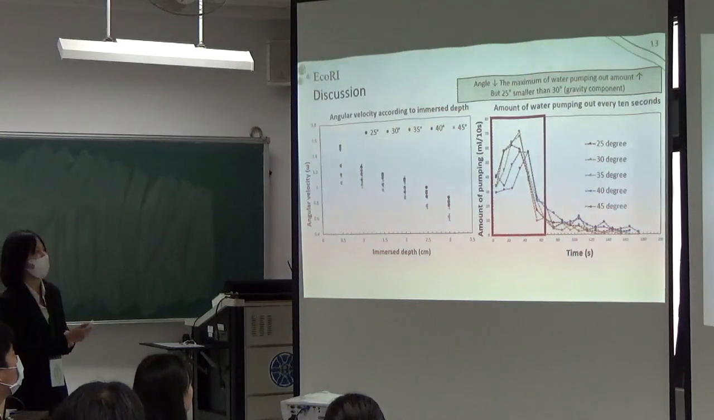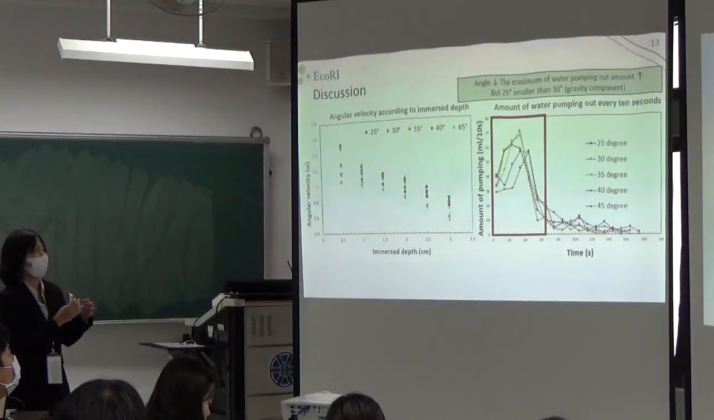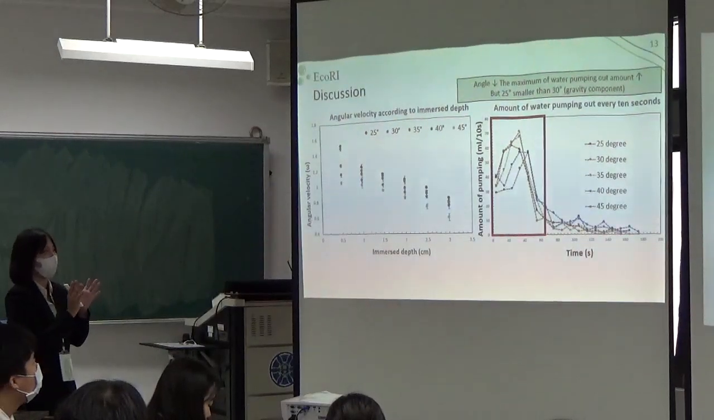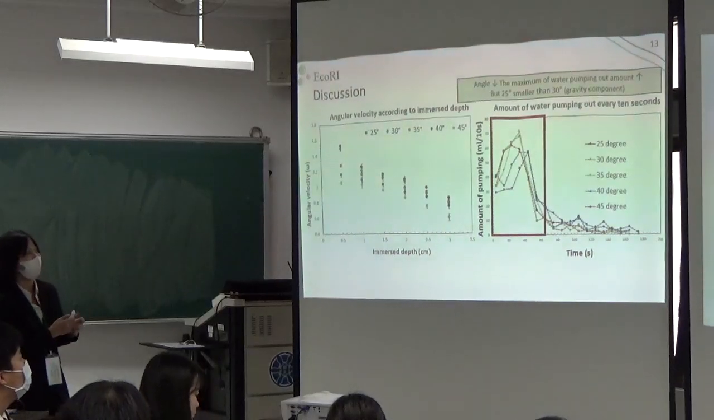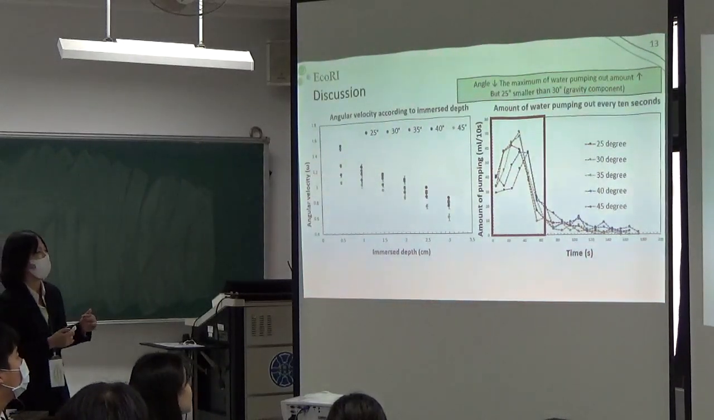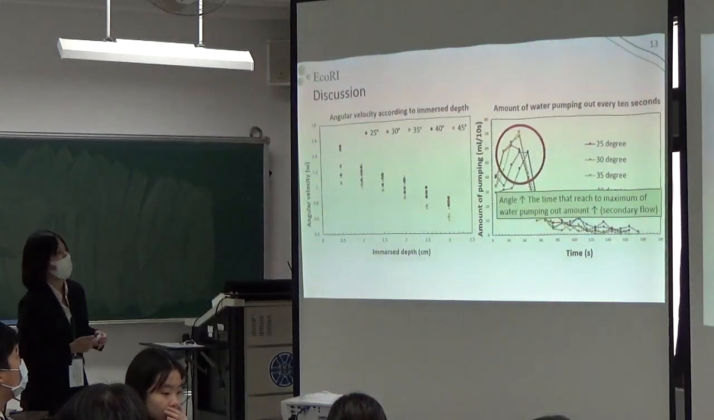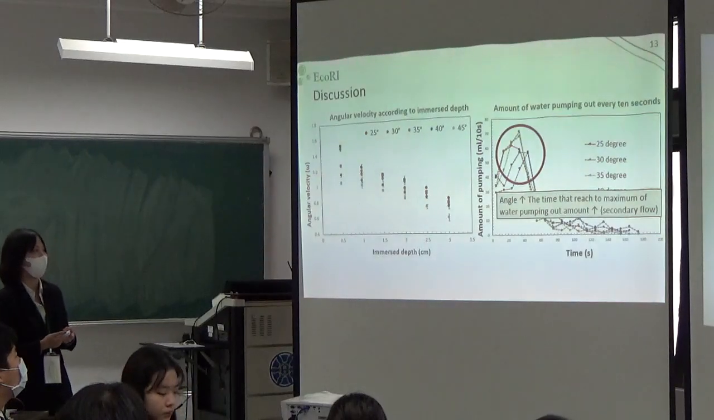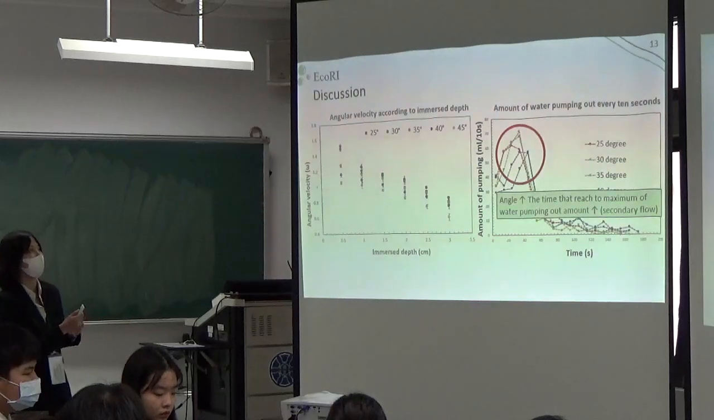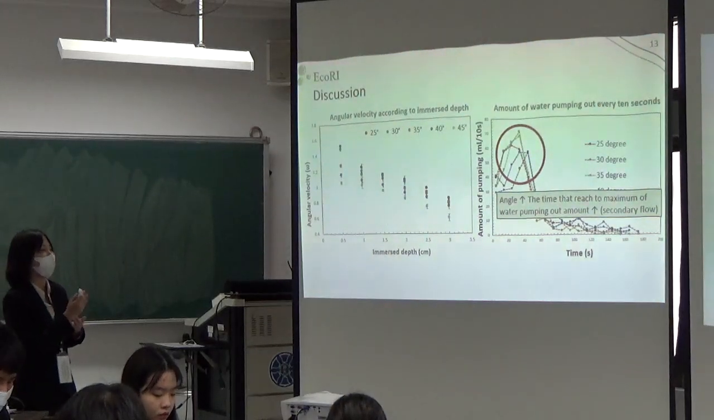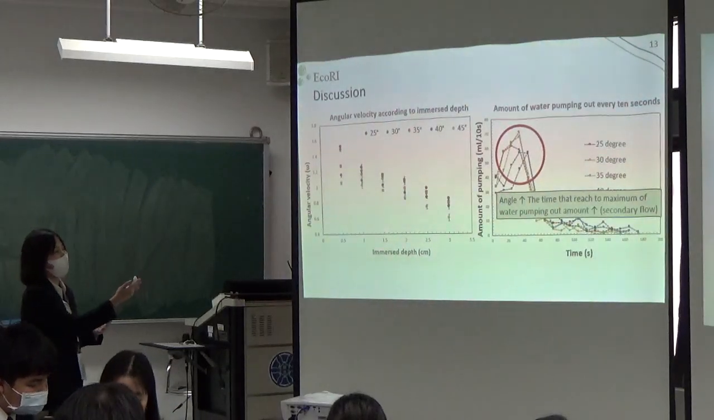We think that is because 25 degrees is more vertical to the ground, so it will have more gravity components. So it will let the pumping speed become smaller. Yes, and in this part we can see that when the angle increases, the time to reach the maximum water pumping out will increase. That is because when the angle increases, the rotating speed decreases, and the secondary flow forms slower, so the chart looks like this.